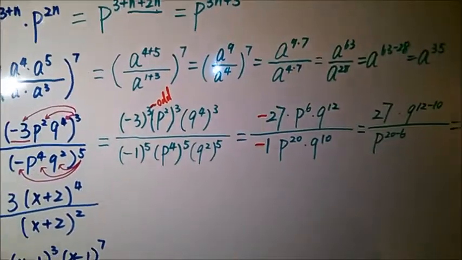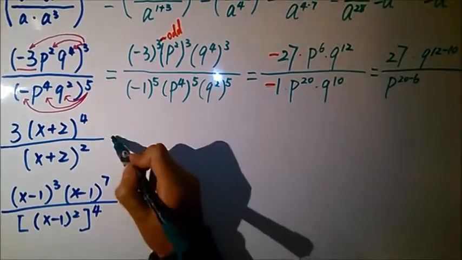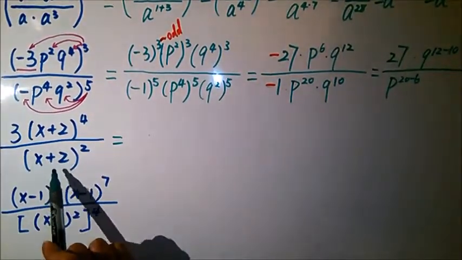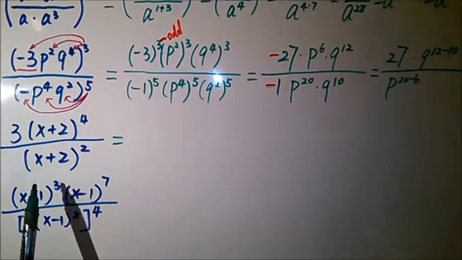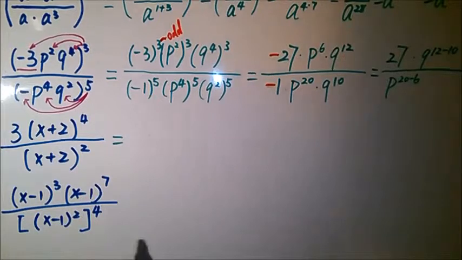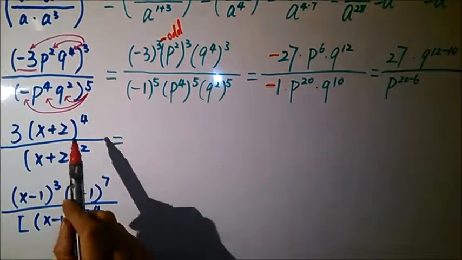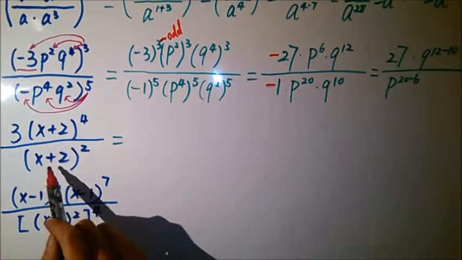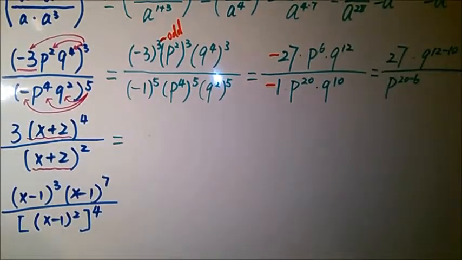Okay. Next one. 3 times parentheses x plus 2 to the 4th power divided by parentheses x plus 2 all squared. So with this one, first of all, there are like factors here. We see that x plus 2 here is the same as the numerator's factor, which is also x plus 2. They're the same. So guess what? We can cancel them out.